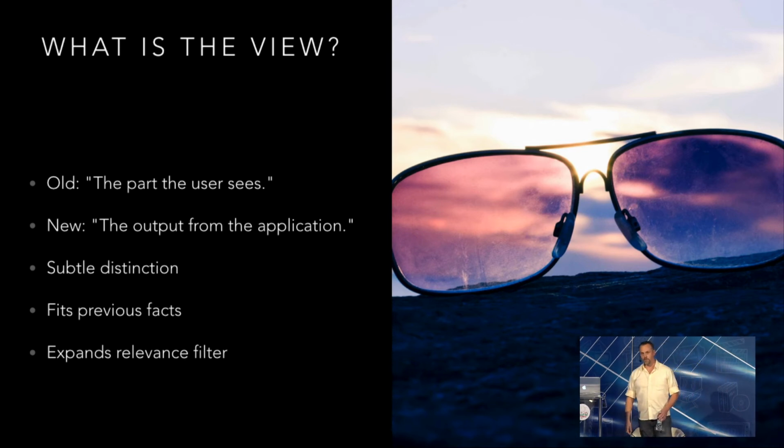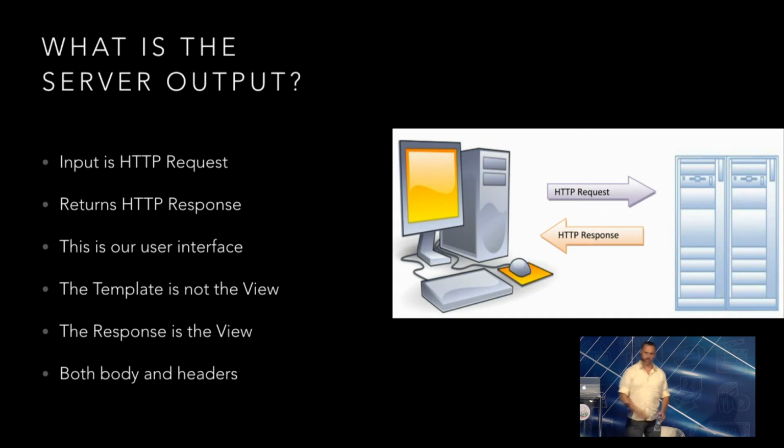That's our old opinion. What I want to do is present you with a subtly different opinion. The new opinion is this, that the view is not what you see on the screen. The view is what the server outputs back to the client. Again, that is a subtle distinction. But I want you to notice that this opinion actually fits the facts of our previous opinion. The server outputs HTML, so that fits. But it expands our relevance filter just a little bit so that we can include new things in the view.